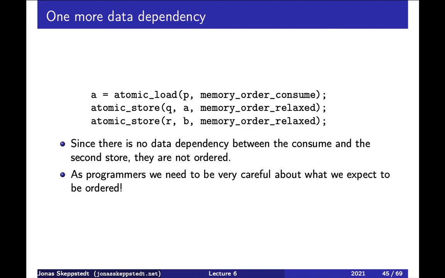Okay, one more data dependence. What do we have here? Here we start with a consume. Then we will create the root of this dependence tree that makes this store dependent on the load. But this store is not dependent, so it can be moved to before the consume. So sometimes we can gain performance by using consume, but it is important to be very careful so that we really know what we are doing.